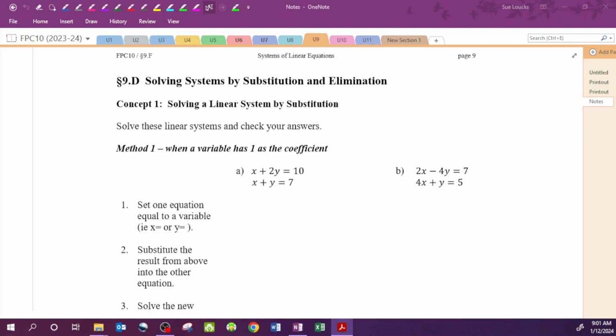Okay, today we are doing systems of linear equations, and today we're actually going to solve them algebraically. There are two strategies that we use. One is what we call substitution, and one is elimination. So we're going to start with substitution.